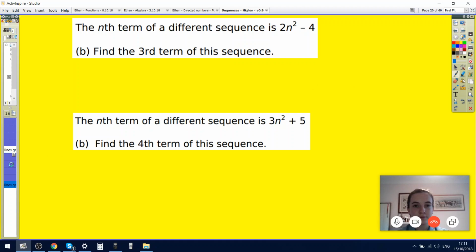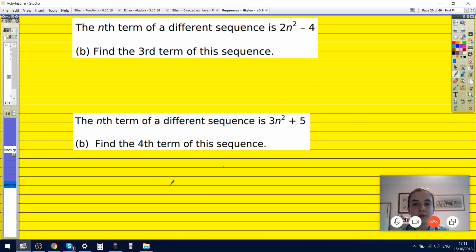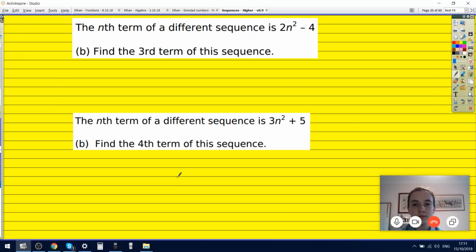Okay, how about these? So 2 times 3 squared minus 4, which is 18 minus 4. Mm-hmm. Which is 14. Yep.